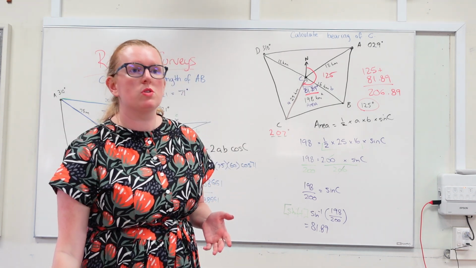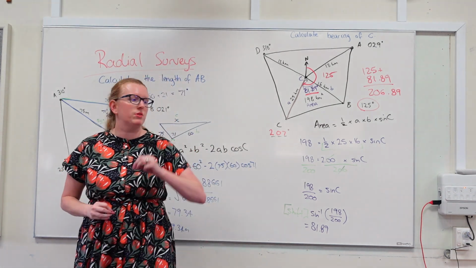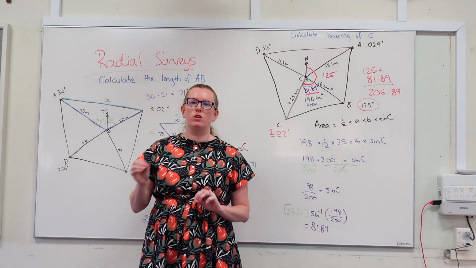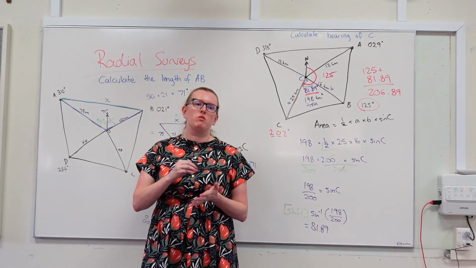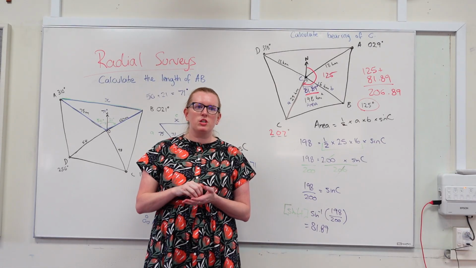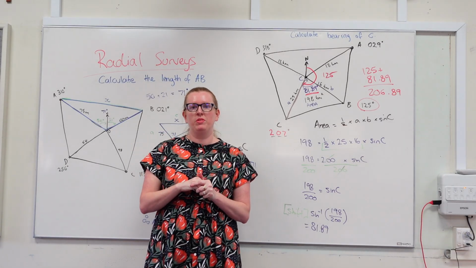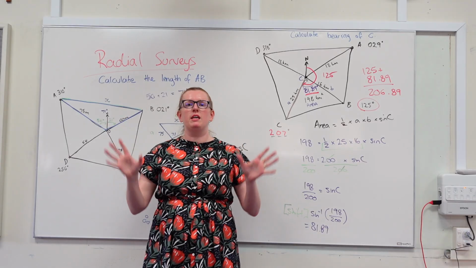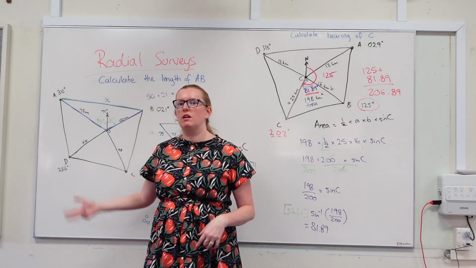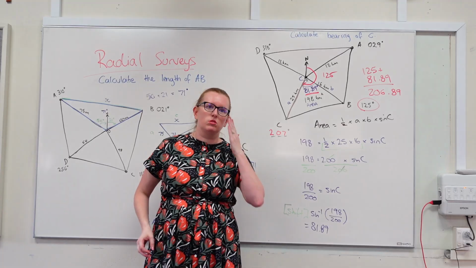So the moral of the story is radial surveys can pull in any skills that we've learned from trig so far. You've got to be really careful looking at your picture, trying to see what other pieces of information will help you solve the question. It could be any combination. It could be area. It could be sine rule. It could be the cosine rule. Really any of it.